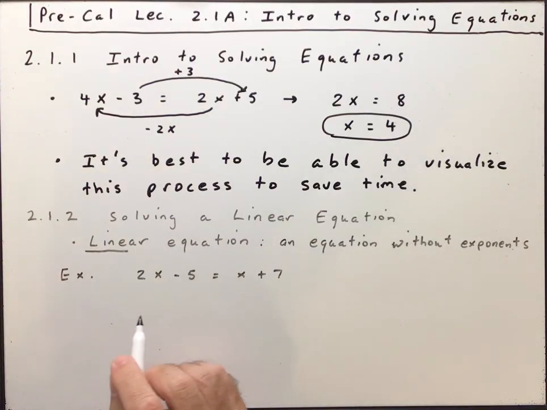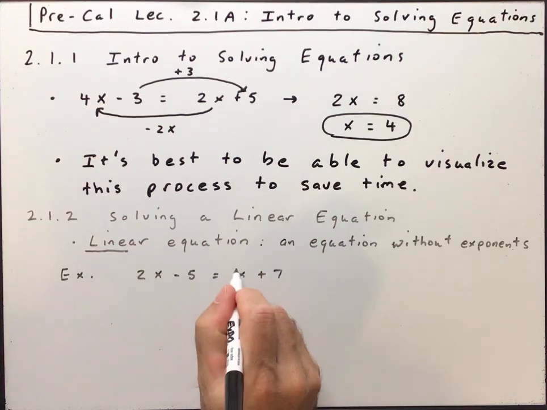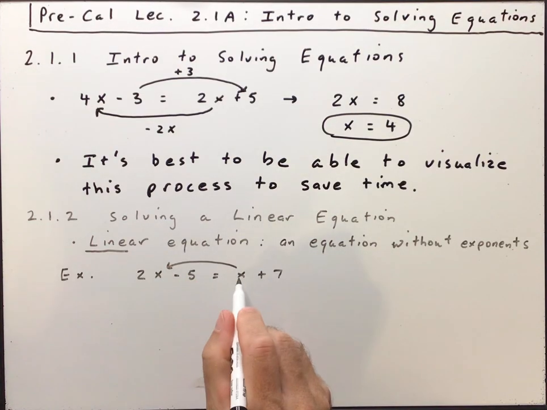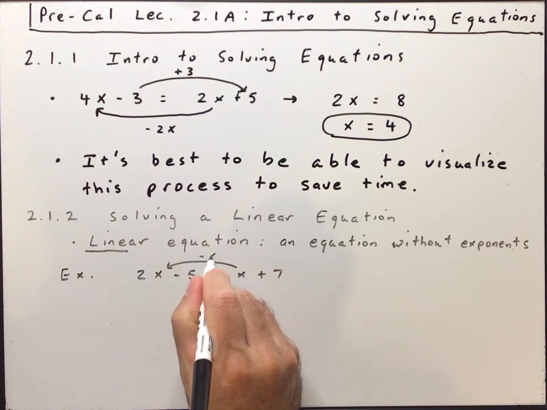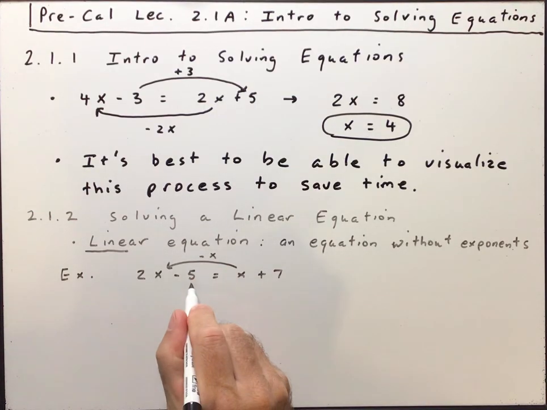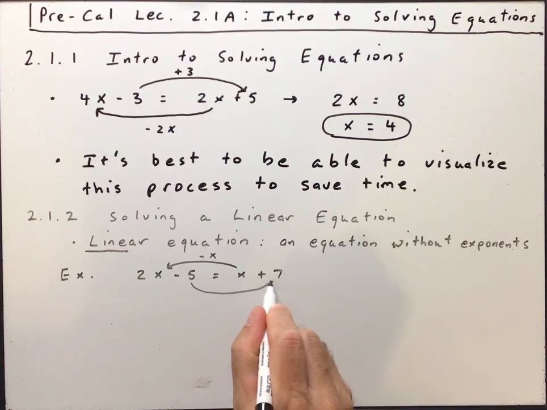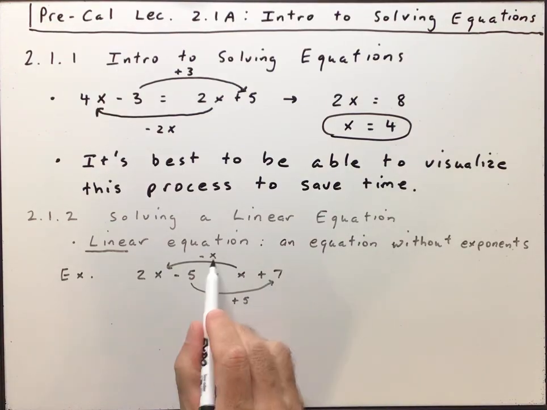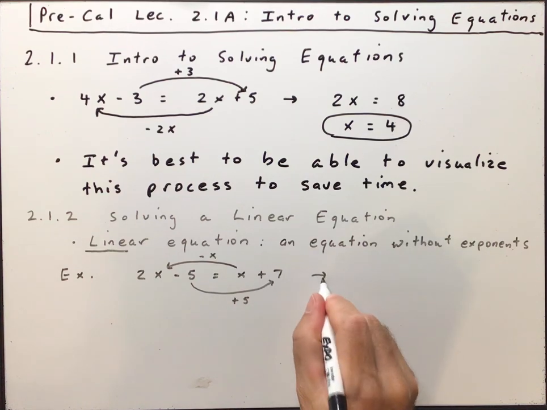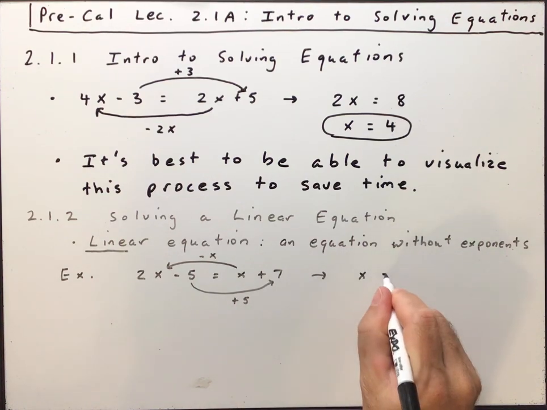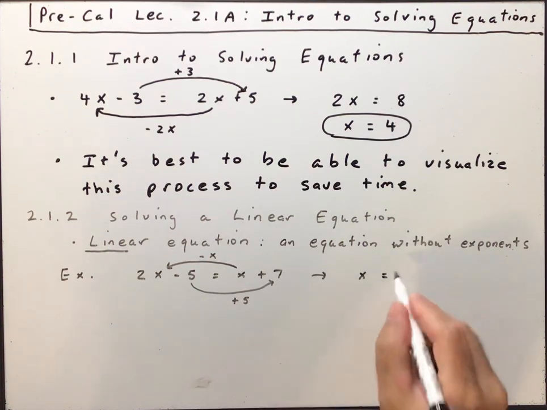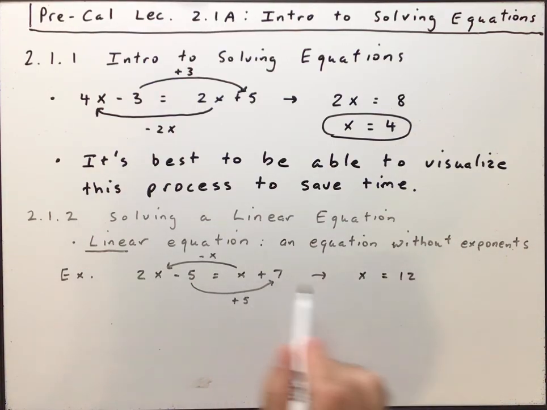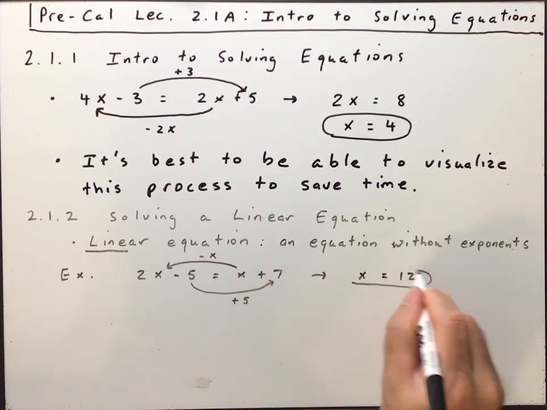Okay. So what I would do, and I would do this in my head because this is a pretty easy one, I would move the x on the right to the left and change the signs to subtract it, and that negative 5 on the left I would move to the right. Add 5. 2x minus x is just x. And then 7 plus 5 would be 12. And then you can plug the 12 back in. And I'm not going to do that, but I can tell you that works.